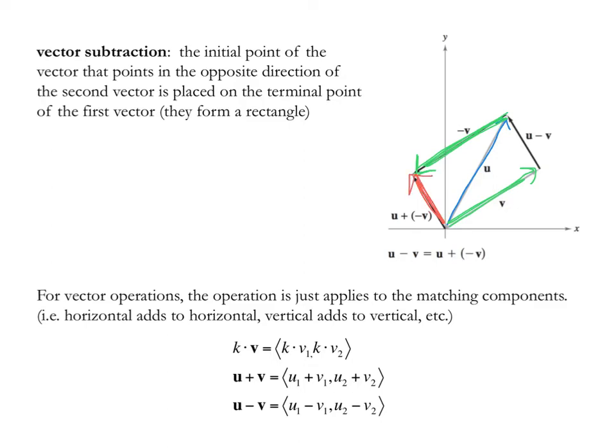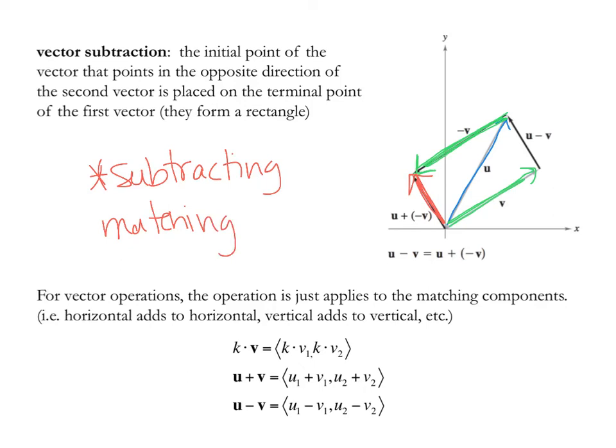All that's going to happen is we're going to end up subtracting the matching components. Just like when we added the matching components, we'll subtract the matching components. So that's really the idea with the operations here: you're going to match up the horizontals with the horizontals and the verticals with the verticals. So that's what this little end part is showing you. If we're doing multiplication, we're going to multiply each part of the component by that scalar multiple.